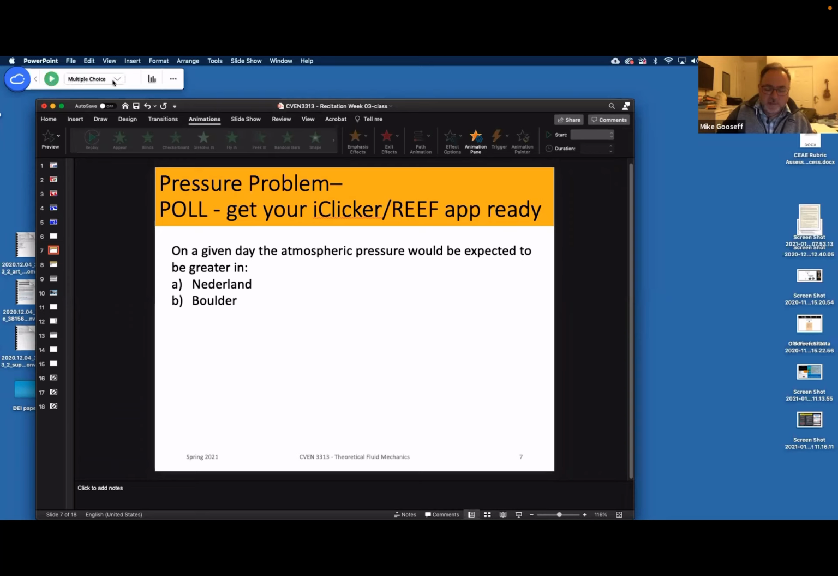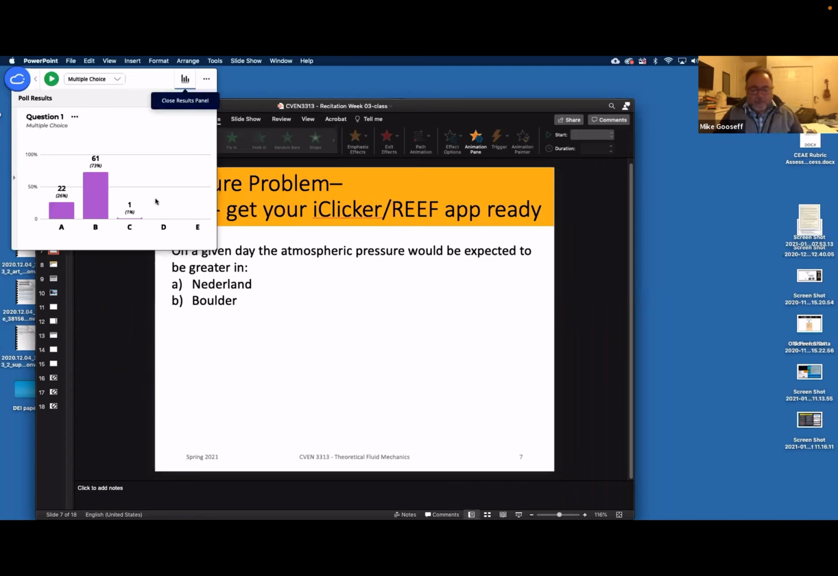All right, let's take a look at it. So where should the atmospheric pressure be greater, Nederland or Boulder? 61 of you answered Boulder, and that turns out to be the correct answer. And the reason, remember, we talked about when it comes to an atmosphere, the more atmosphere you have above your head, the higher the atmospheric pressure ought to be. So it would decrease as you went up in elevation, as you went up to Nederland.